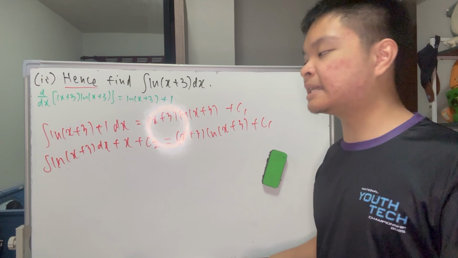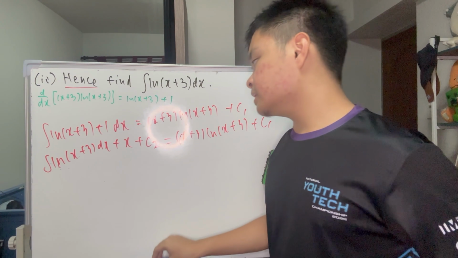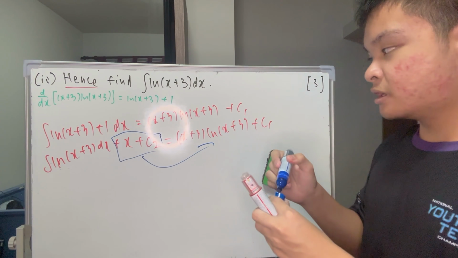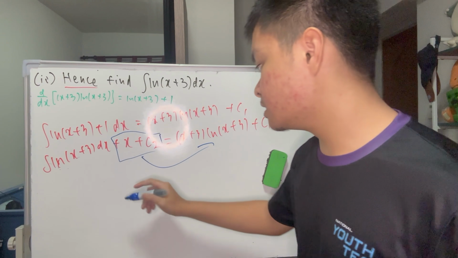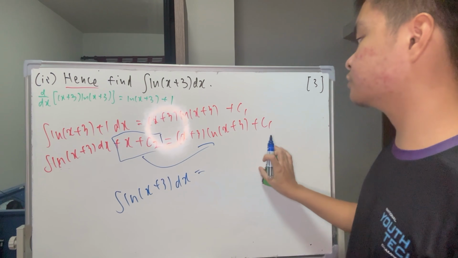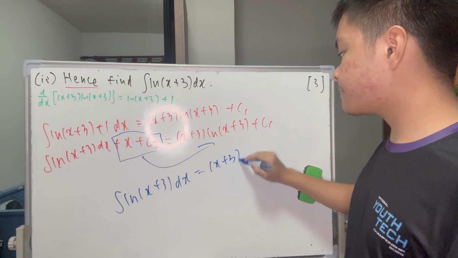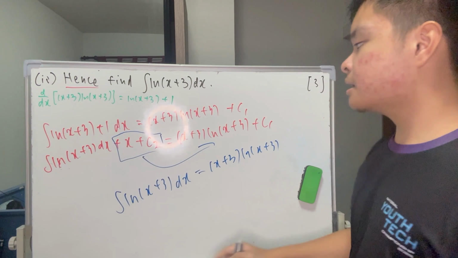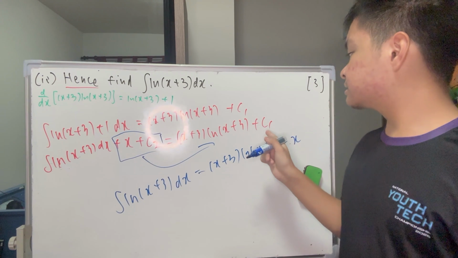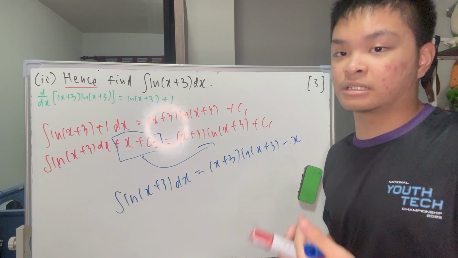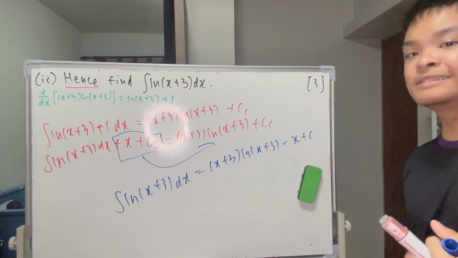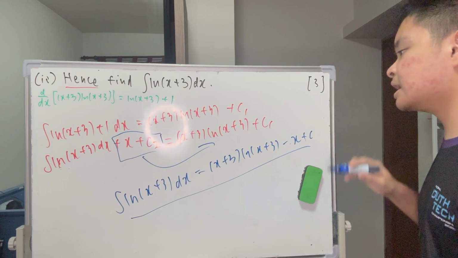So in order for me to get the answer, all I need to do now is shift both of these over to this side. So my final answer will be the integral of ln of x plus 3 dx equals x plus 3 ln of x plus 3. Then we bring this here, it's going to become a minus x, and c1 minus c2, a constant minus another constant is still a constant. So I'm just going to add a simple plus c, and we are done.